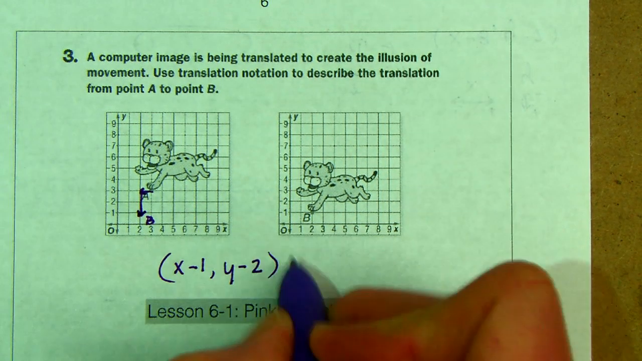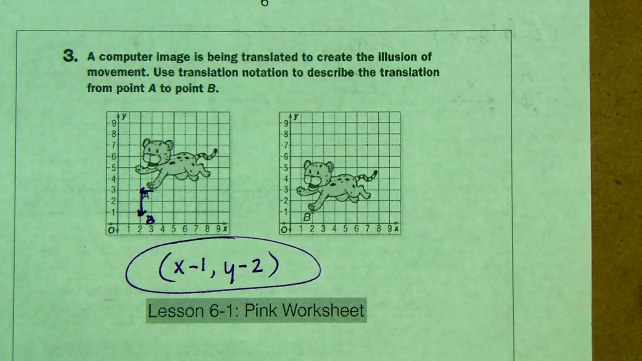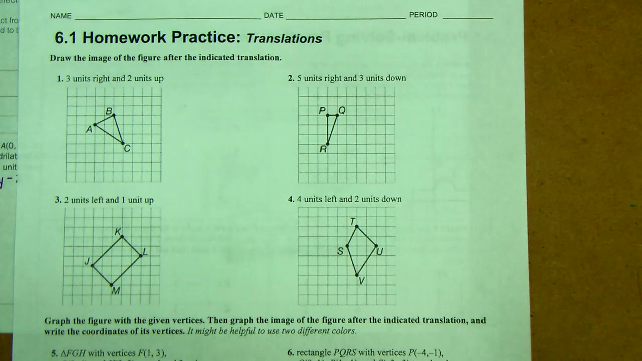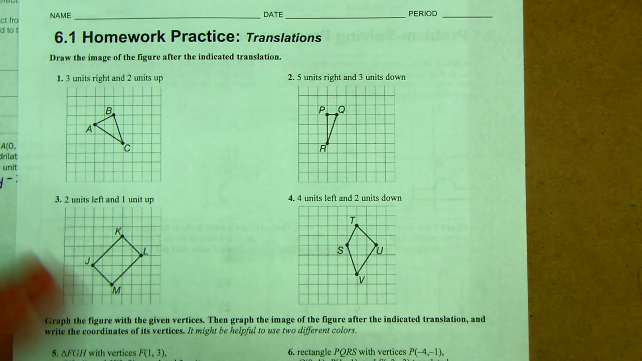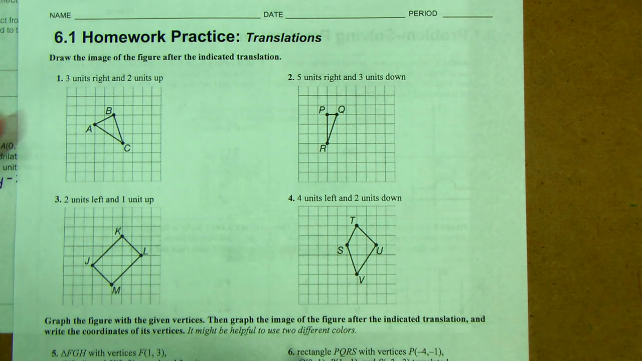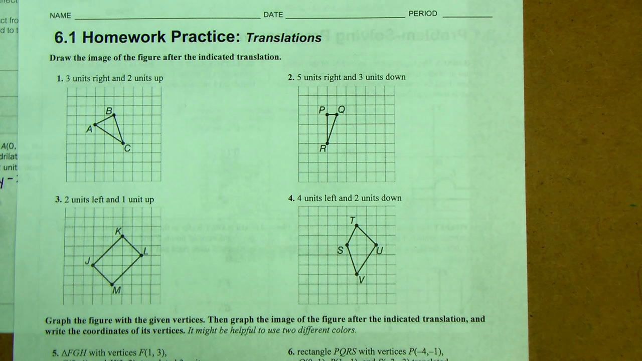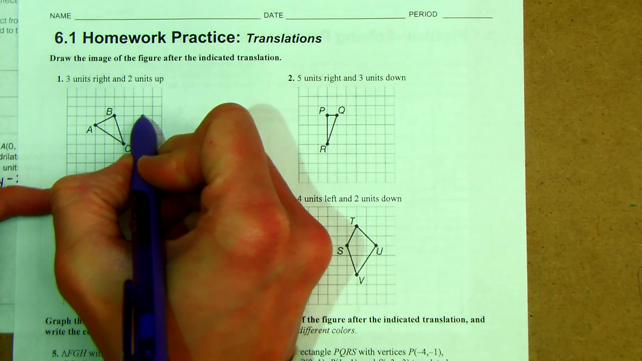All right, so you have a homework assignment. It should be a pink sheet of paper looking like this. The first 4, it just has you translate it. Notice there's not even an origin, so you can't give units. You're just translating it, and make sure you're labeling it with the proper notation. So if I'm going 3 units right, 2 units up, 1, 2, 3, and then up here is going to be B prime. We must label them.